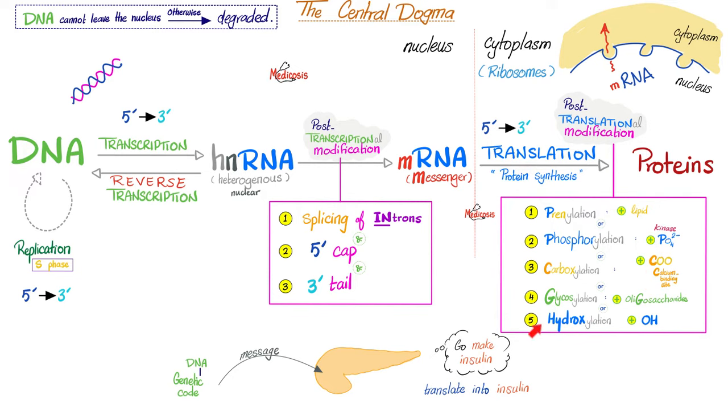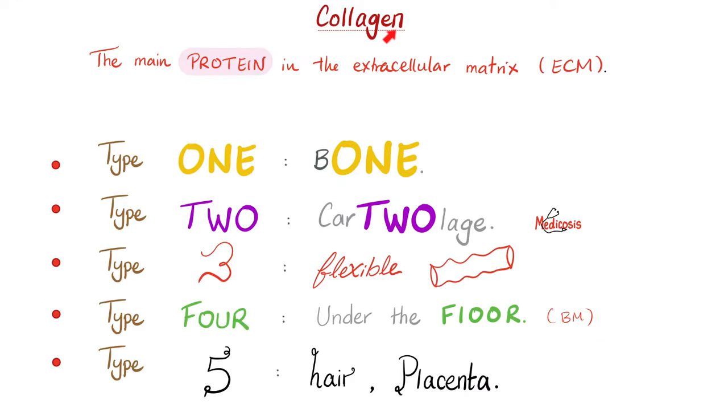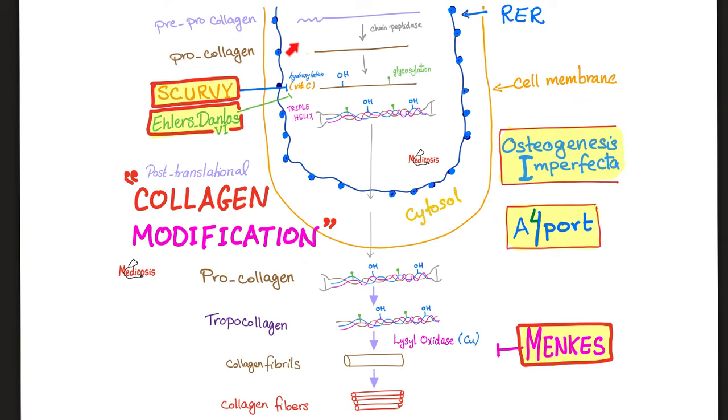Hey medicosis, why are we learning this? Have you heard of collagen, buddy? Oh, of course I know collagen. Type 1 is in my bone, type 2 is in my cartilage, type 3 is very flexible, so it's in my blood vessel, of course I know collagen. Without hydroxylation, i.e. post-translational modification of collagen, your collagen is absolutely useless.